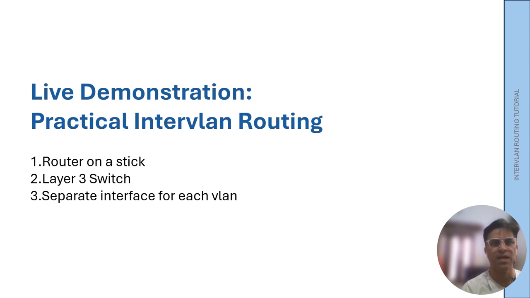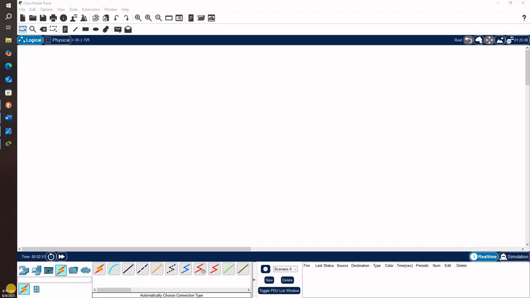Step by step live inter-VLAN configuration. In this video, I will discuss the Layer 3 switch for inter-VLAN communication. In the next video, I will show you router on a stick and a separate interface for each VLAN. Now, in this video, I will show you inter-VLAN routing using a Layer 3 switch.